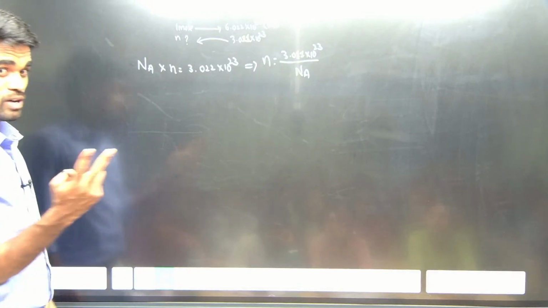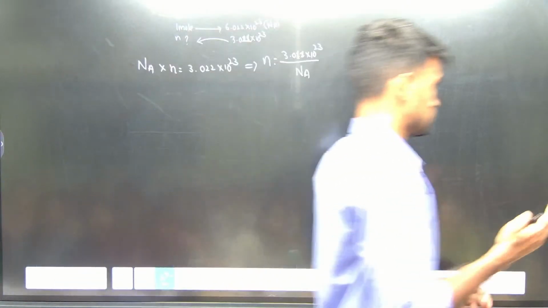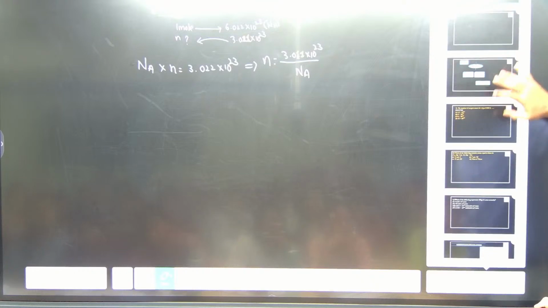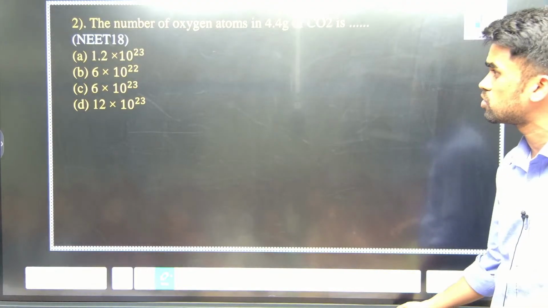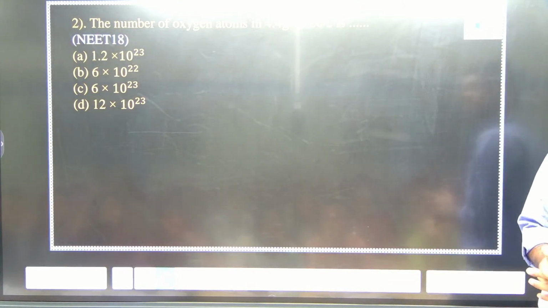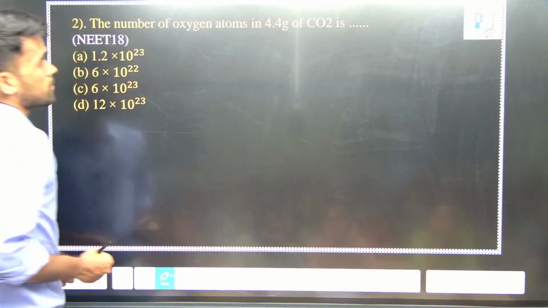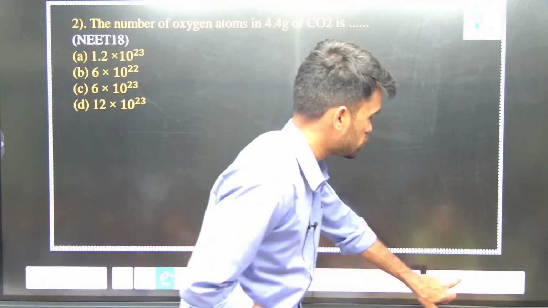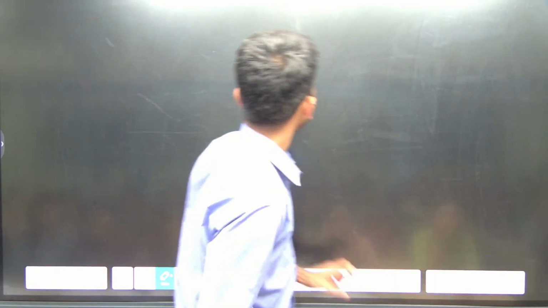Okay, so what is the second formula you got? Number of particles. Just try to answer me this. This is a NEET 2018 question. Easily you can answer, I know. Okay, one question I will tell you before this, so that you will feel more confident about the question.